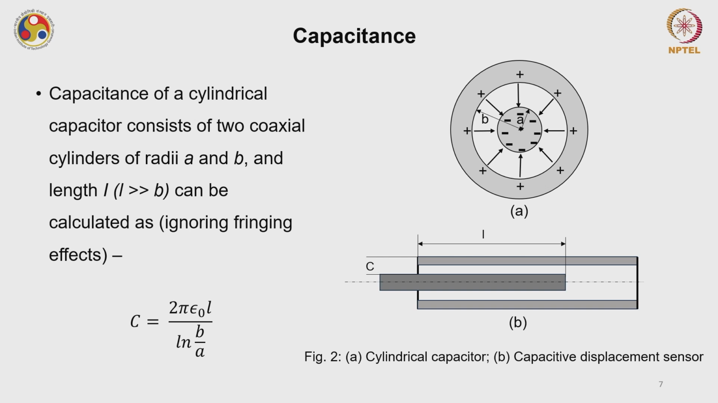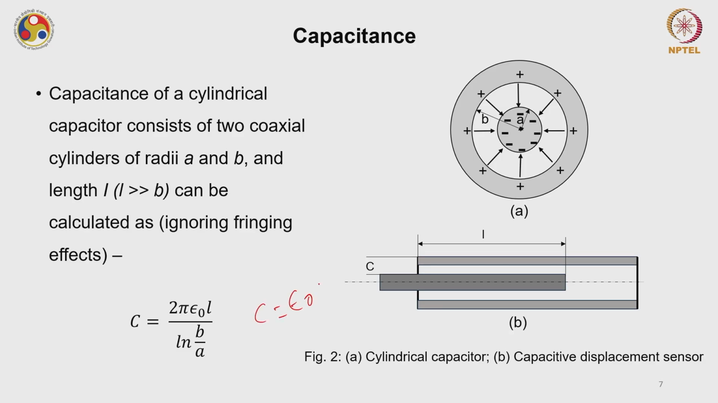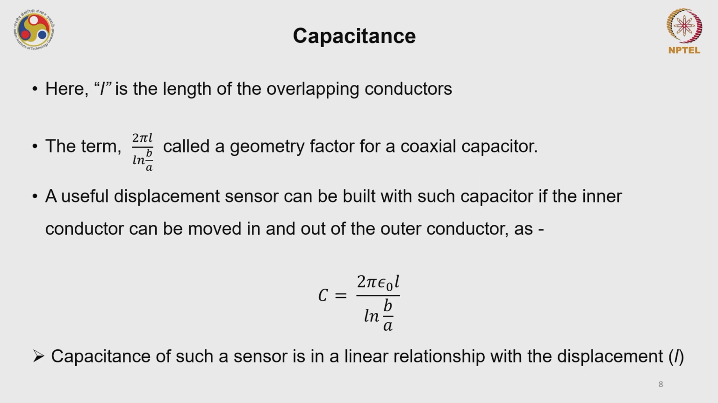Now the size and shape of my capacitor has changed. It has become coaxial cylinders. So my geometry factor has changed, but please note that the formula for capacitance remains the same. C equals epsilon naught into the geometry factor. It has remained the same, but the geometry factor itself has changed, because of course the geometry of the capacitor is changing. So it has now become 2 pi L by ln B by A, and this is the geometry factor of a coaxial capacitor.